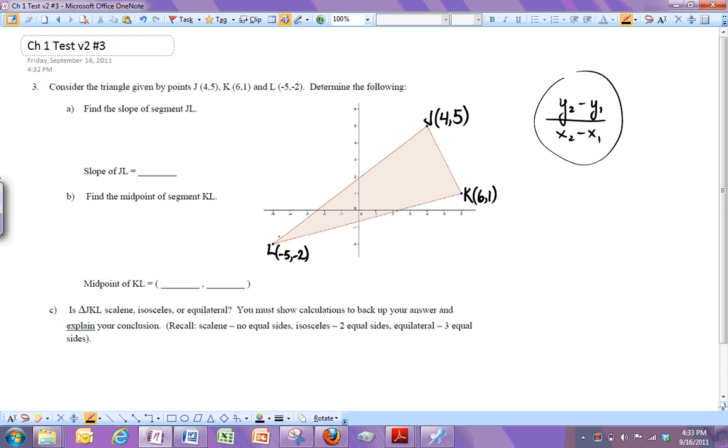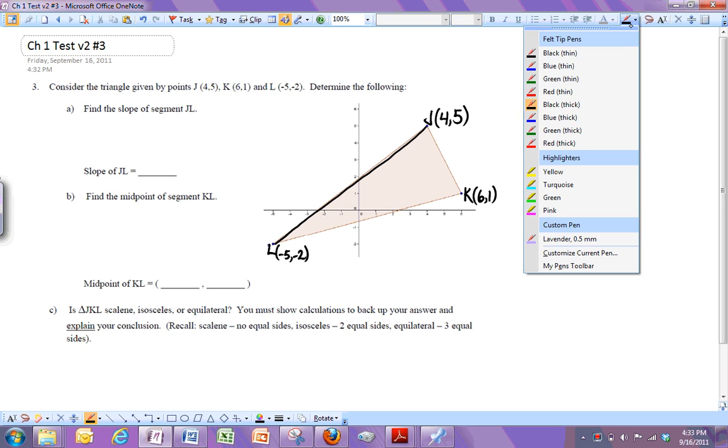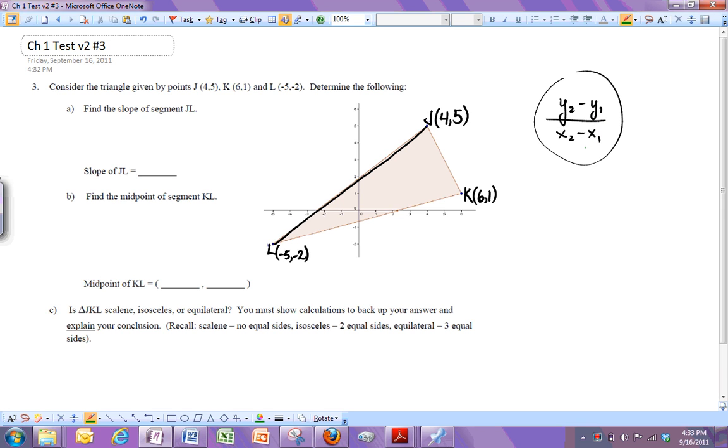So JL is this guy right here. And so I'm going to sketch a slope triangle using just horizontal and just vertical lines. So straight up here and straight across here. Now if you're having trouble figuring out how to draw these triangles, definitely come talk to me. Okay, this is something you're going to have down, not just for a slope, but for a lot of different things in this class.